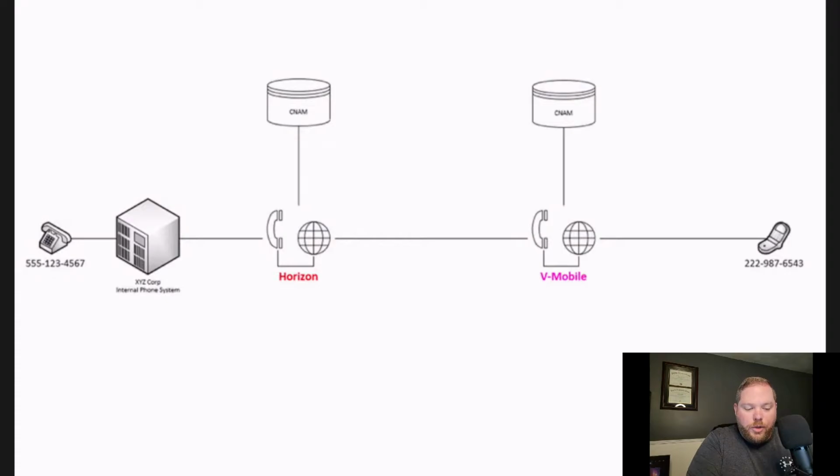So whenever you first pick up and you dial 222-987-6543, you're going to be sending that call, if you're in a private phone system, to your company's internal phone system. Otherwise you might have a cell phone and you're going to send it directly to the carrier. But in this case, we're going to do it this way. Now, your phone system has what's called a session border controller that interacts directly with the carrier.